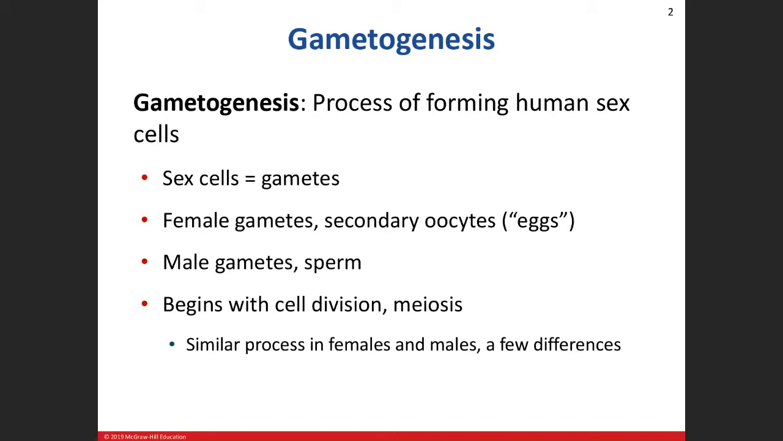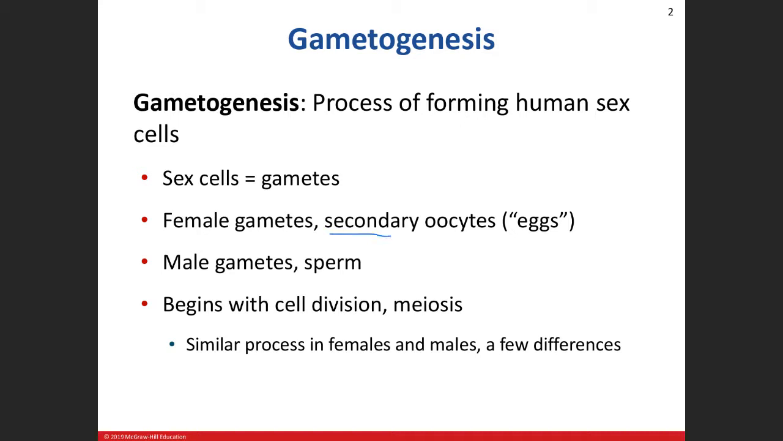So we're going to first discuss gametogenesis, and that is going to be the formation of our human sex cells. What's a human sex cell? Sperm in men, oocytes or eggs in women. That's simple. Specifically secondary oocytes.